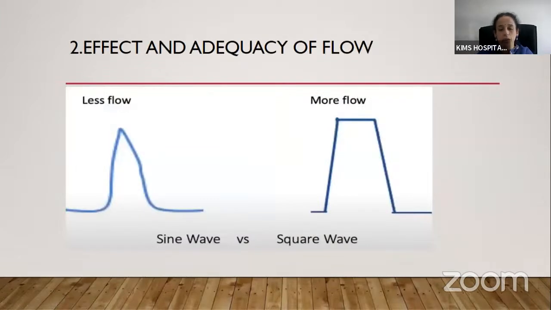So the second one which we learn from the pressure scalar is the effect and adequacy of the flow. As you can see on the left side, there is less flow and the scalar itself looks triangular and very small. So the second thing we are learning from the pressure scalar is about the flow, that is, whether flow starvation is there or not. If there is more flow, it will become more like a square wave.